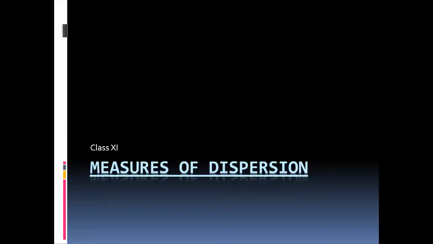Now, today is the second session of this chapter, Measure of Dispersion. In the last class, we learned how to calculate standard deviation in case of an individual series by actual mean method and direct method. Today we are going to begin with calculation of standard deviation in case of individual series by assumed mean method.